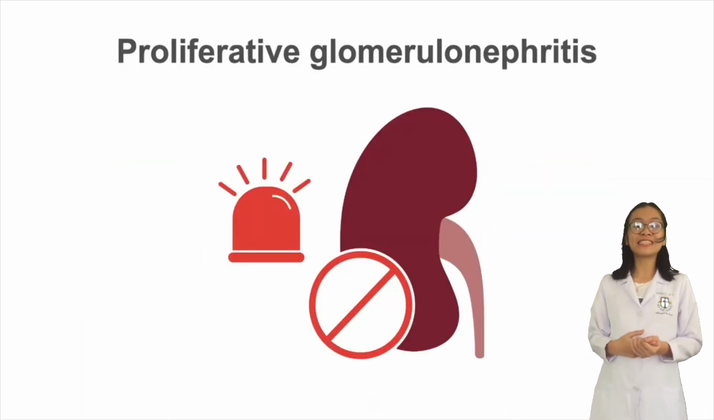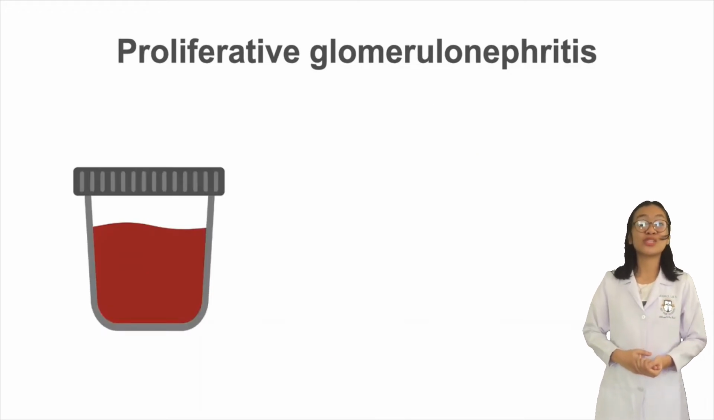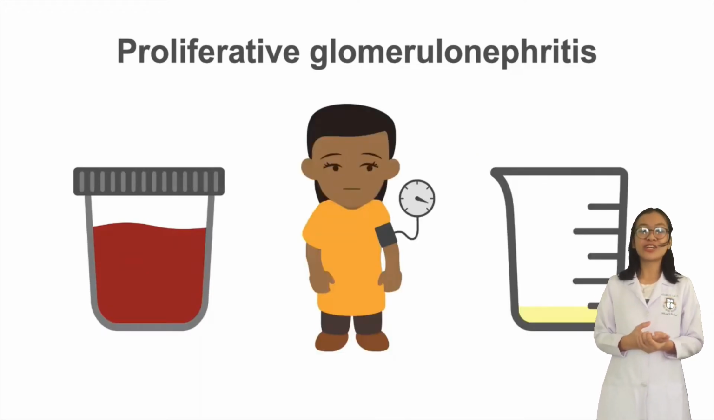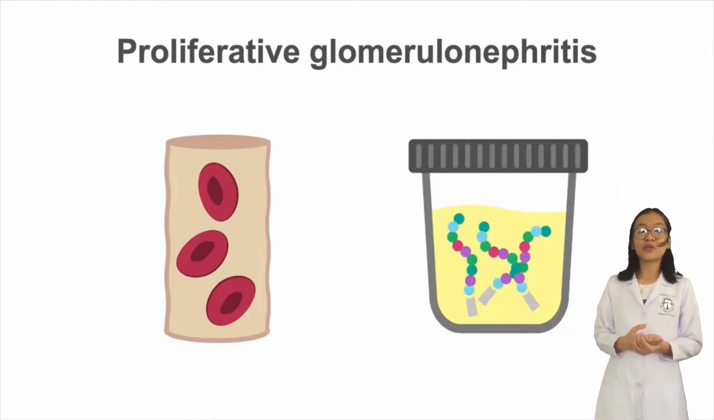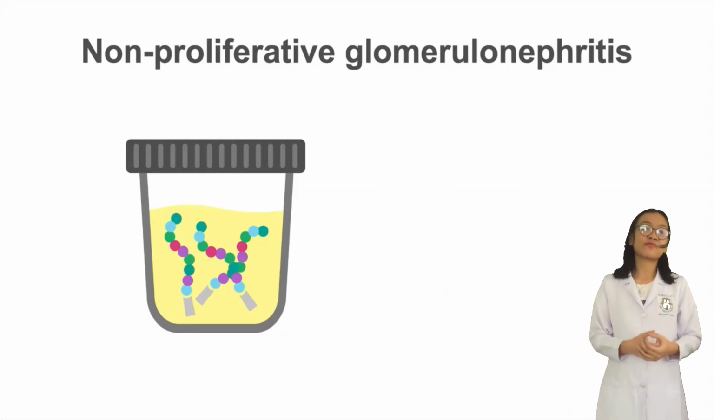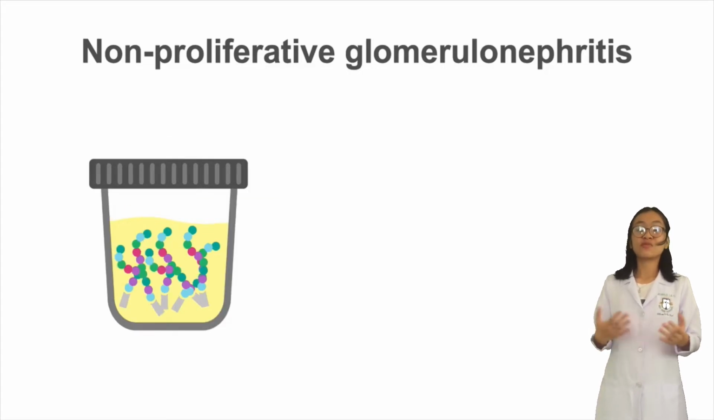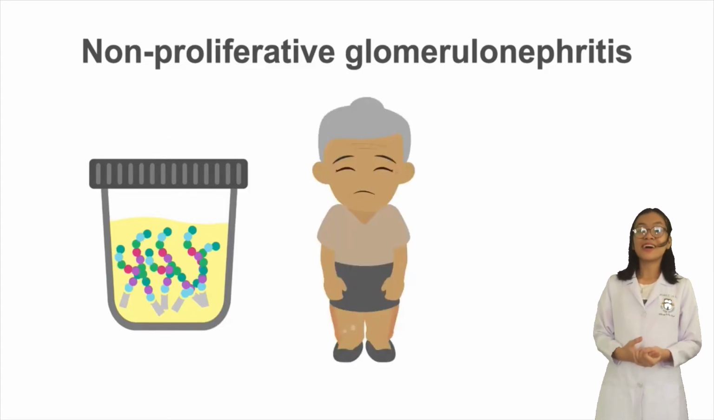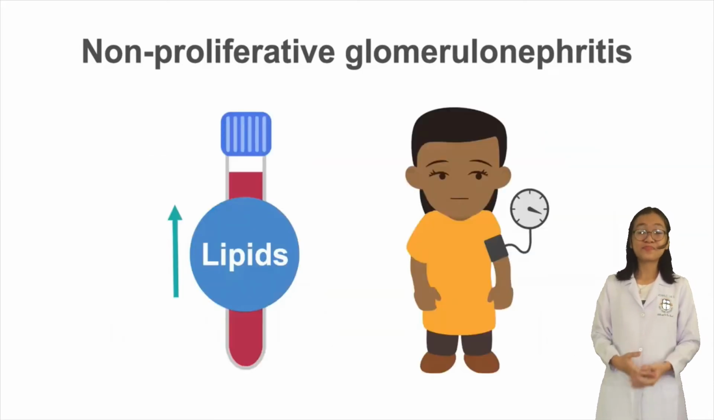Proliferative glomerulonephritis may present as acute renal failure, or it can present with nephritic syndrome, which includes hematuria, hypertension, oliguria, red blood cell casts, and mild to moderate proteinuria. Non-proliferative glomerulonephritis may present with proteinuria or hematuria, or with nephrotic syndrome: severe proteinuria, edema, hypoalbuminemia, hyperlipidemia, and hypertension.